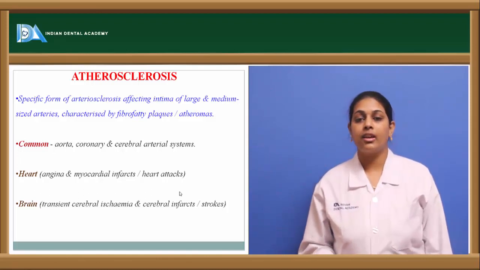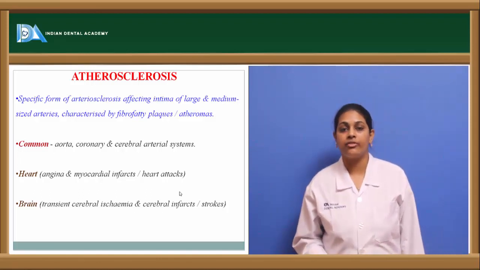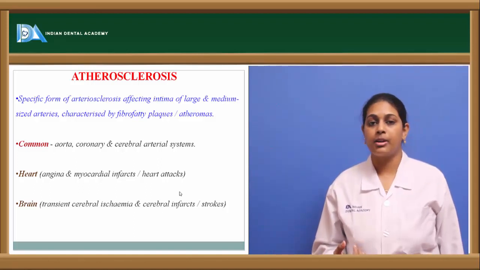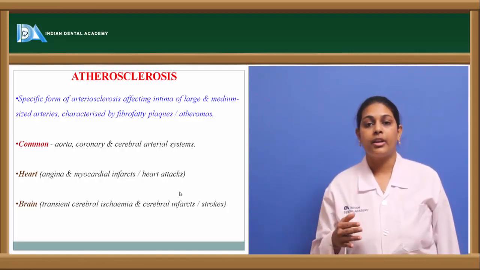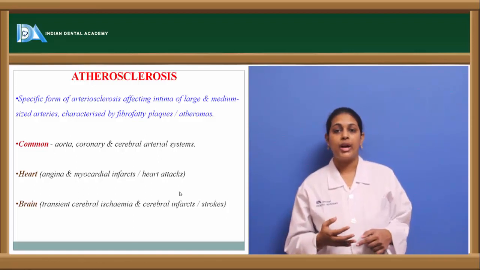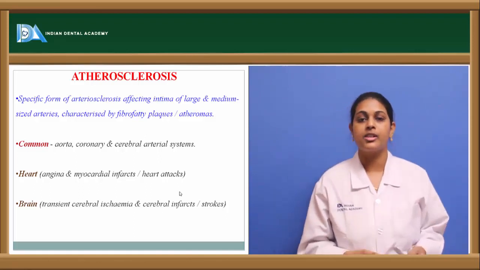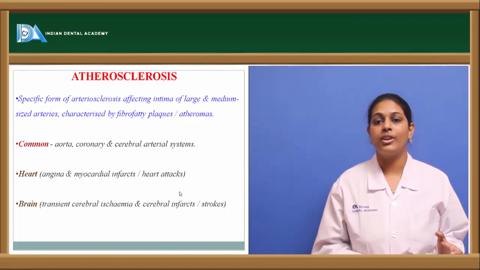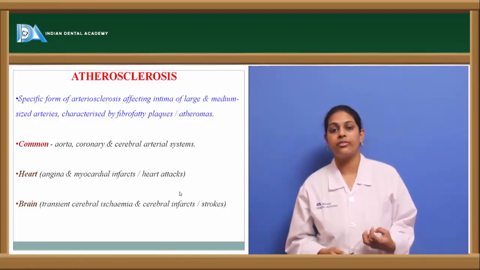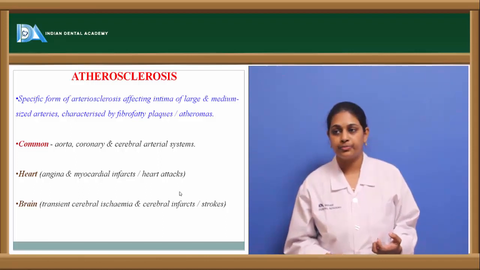In the brain, when atherosclerosis is seen affecting the cerebral arterial systems, then it might result in transient cerebral ischemia, that is a temporary condition of restricted blood flow, or otherwise results in cerebral infarct or strokes. So this is what we see in atherosclerosis when it affects the heart or brain.